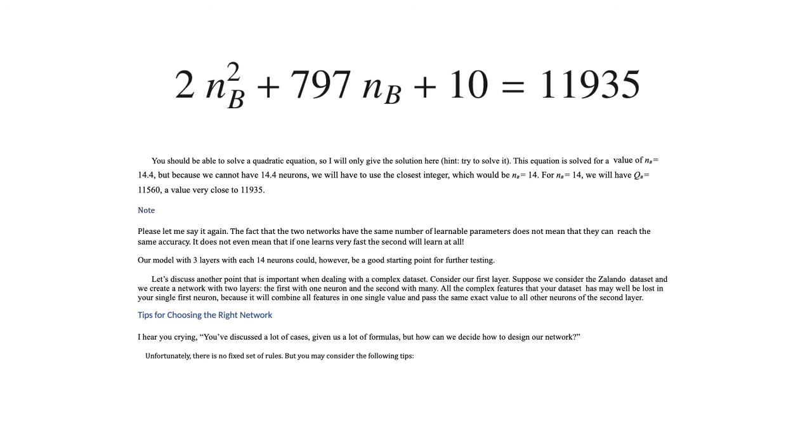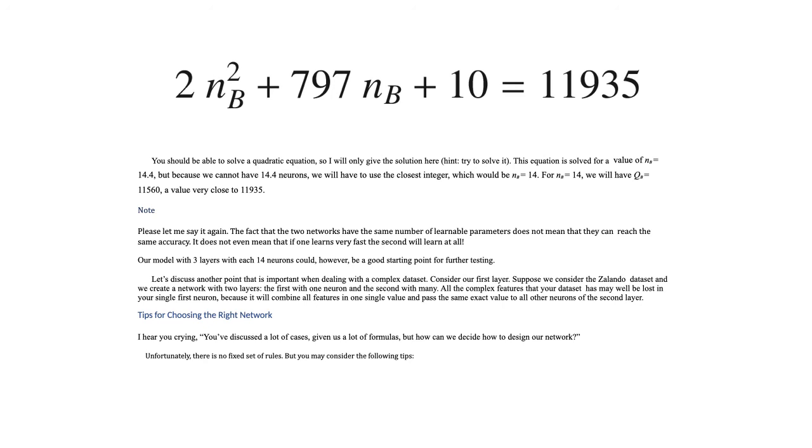This equation is solved for a value of NB equals 14.4, but because we cannot have 14.4 neurons, we will have to use the closest integer, which would be NB equals 14. For NB equals 14, we will have QB equals 11,560, a value very close to 11,935.